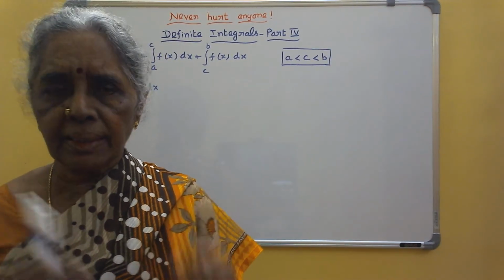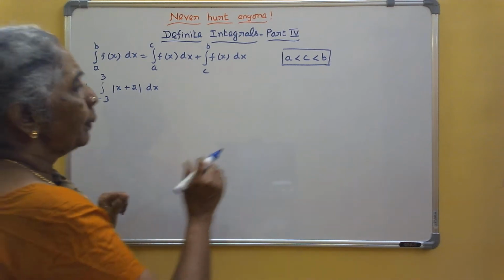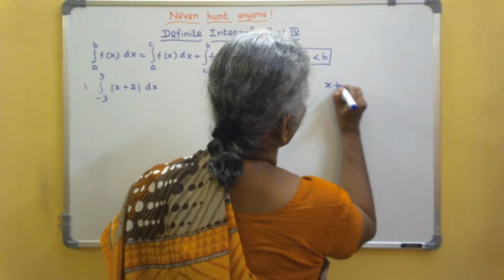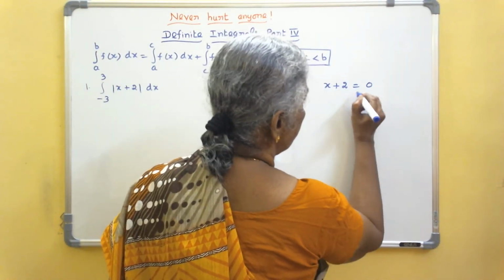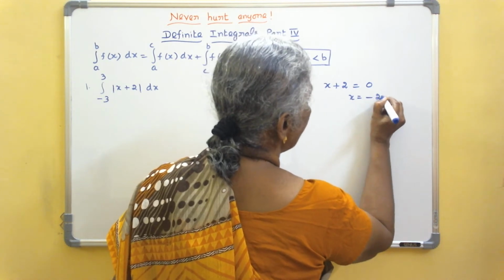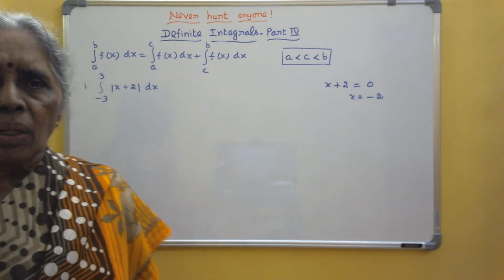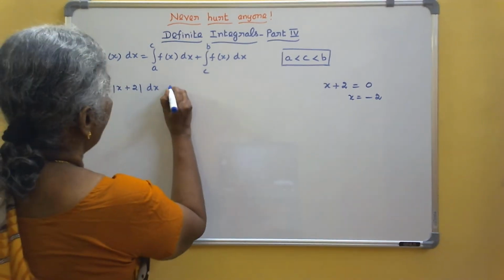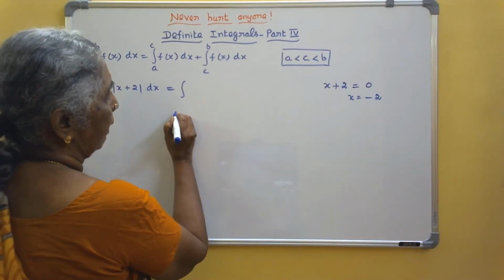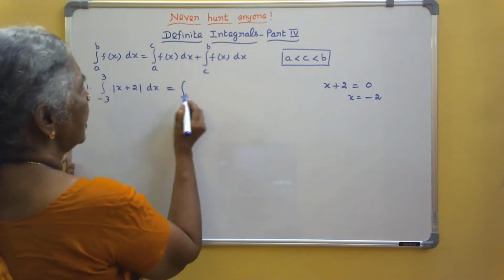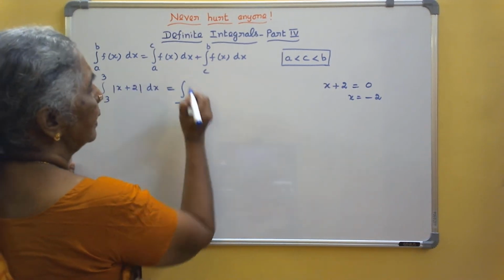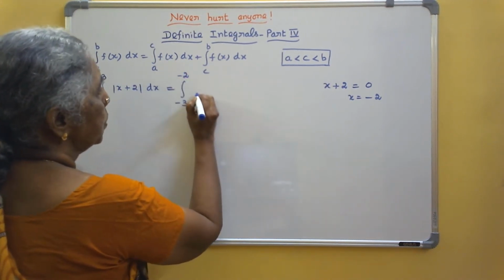Now, to find that c, you equate what is there in the modulus to 0. So, you get x is equal to minus 2. That is your c. Okay? So, now I can write this is equal to integral a to c. a is minus 3, c is minus 2.